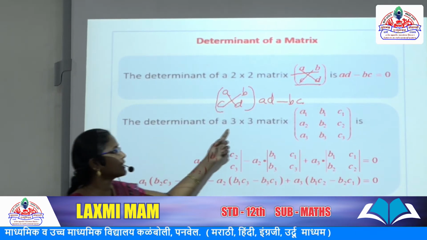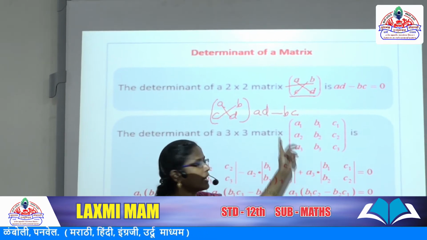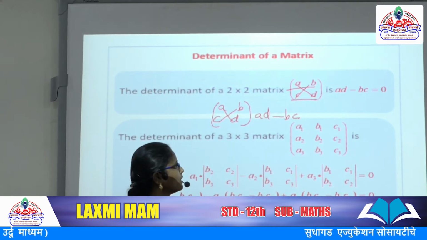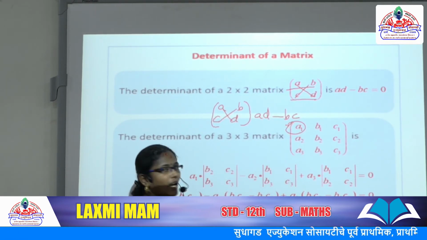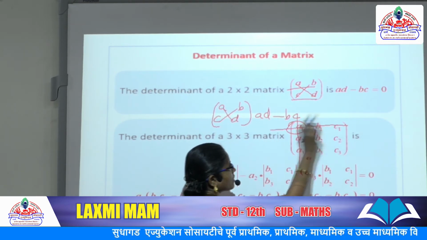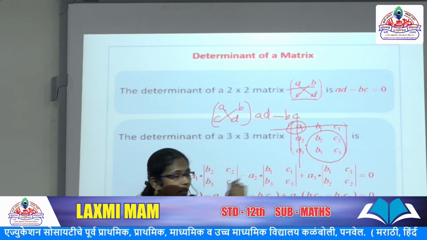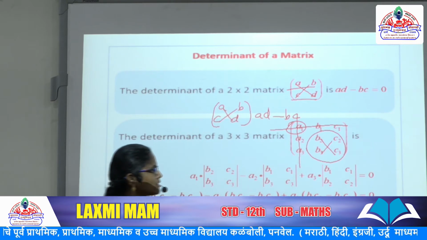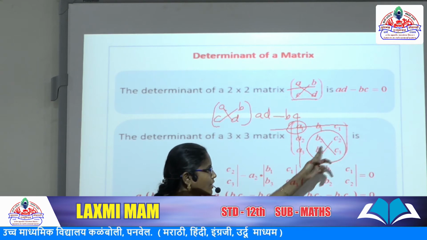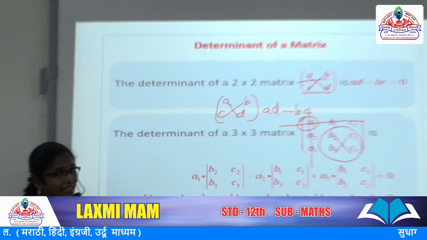Next one, determinant of a 3 cross 3 matrix. If a 3 cross 3 matrix is given, the total elements, 9 elements, are there. So how to cross multiply? Will we do it like this? No, not like this. First take the first element a1. Omit this row and this column; the remaining 4 elements are there, and you have to cross multiply. Is it clear? a1 into b2 into c3 minus c2 into b3. See here, a1 (b2 c3 minus b3 c2).